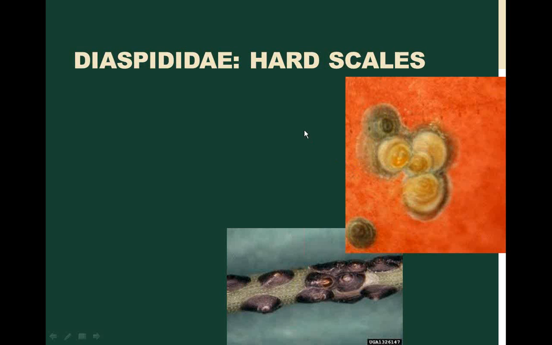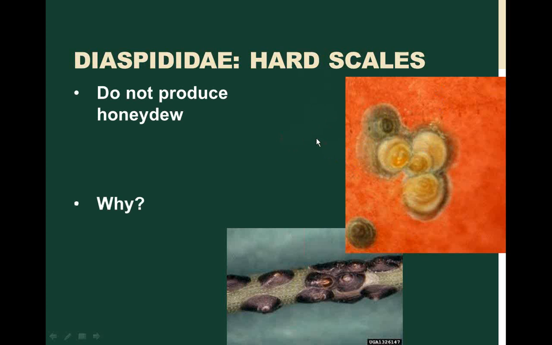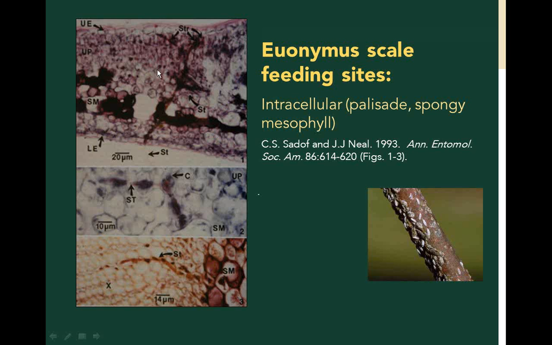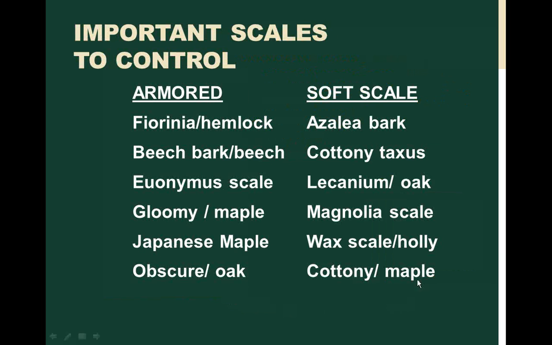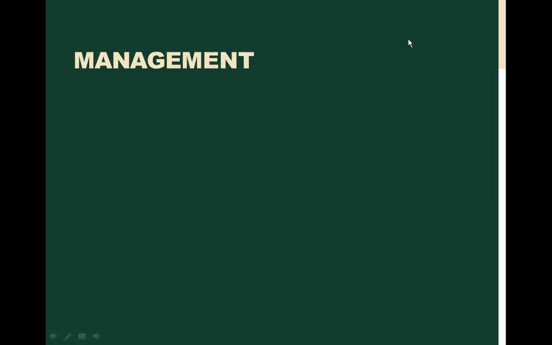So how do we manage these scales? Again, here's a review of the hard scales. Remember, they do not produce honeydew, and that's really helpful in identifying them. They don't produce honeydew because they're not feeding in the vascular bundle. They're feeding in the spongy mesophyll. And these are some fairly important scales to control, and they're probably within the area that you actually service. Again, the armored scales are hard to control. Softer scales are fairly easy to control.